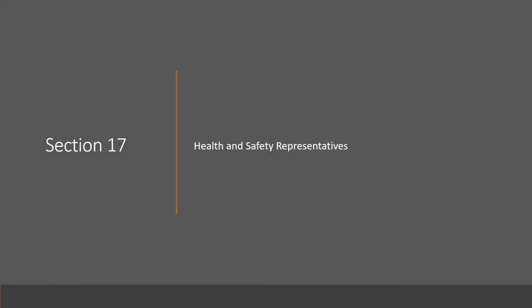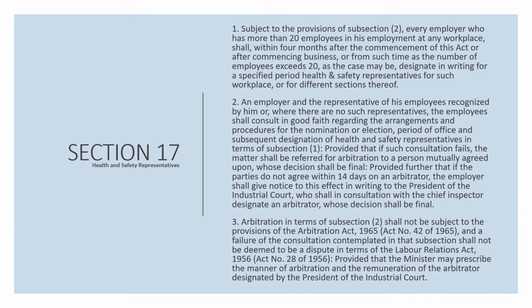Let us now take a look at Section 17 of the OHS Act to discuss health and safety representatives. Subject to the provisions of subsection 2, every employer who has more than 20 employees in his employment at any workplace shall, within 4 months after the commencement of this Act, or after commencing business, or from such time as the number of employees exceeds 20, as the case may be, designate in writing for a specific period health and safety representatives for such workplace, or for different sections thereof.